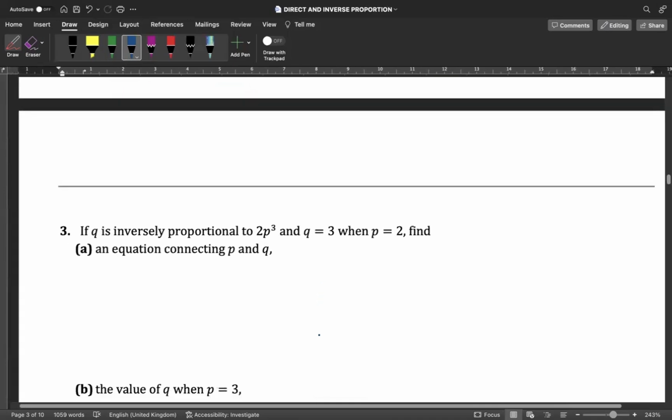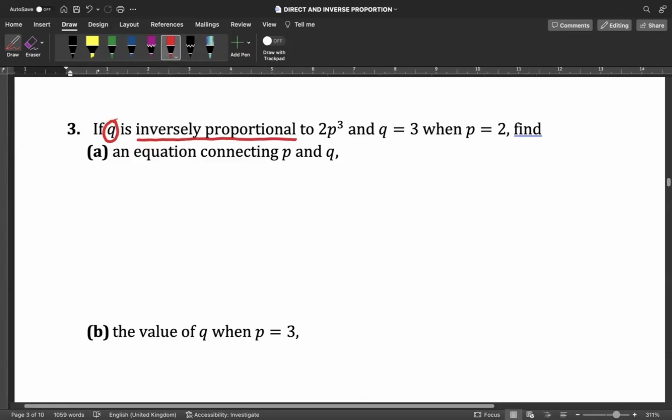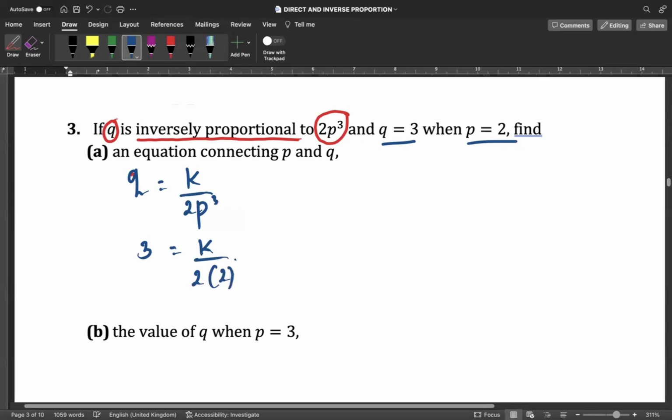Let's go to the next question. If Q is inversely proportional to P cubed, and Q is 3 when P is 2. Now let's write the general equation for this information. So the equation would be Q is equal to k over P cubed. And now let's find the value of k by substituting Q equals 3 and P equals 2 into this equation. So 3 equals k over 2 cubed. So 3 equals k over 8.